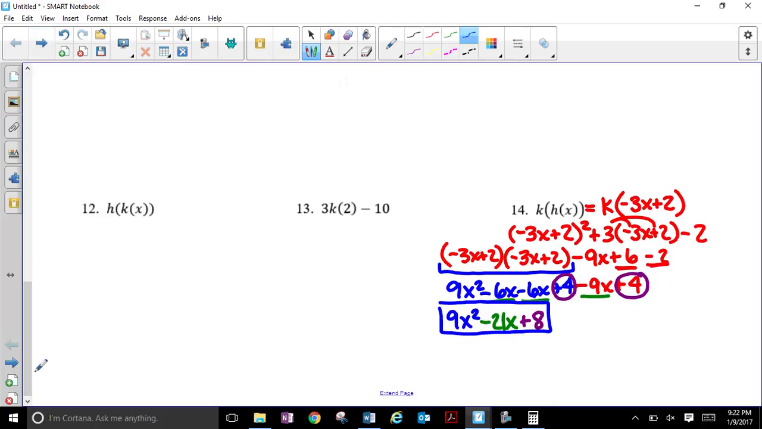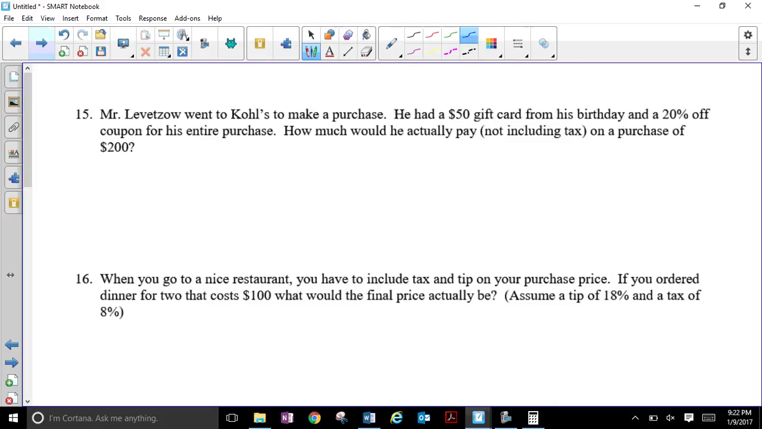And then the last ones I wanted to talk about were 15 and 16. So making sure that you're understanding these, because this really is where, when you're doing a couple of different functions, that's your composition function, where you're applying a gift card and a discount, or you're figuring tax and then you're also trying to do tip. Those are compositions of each other.